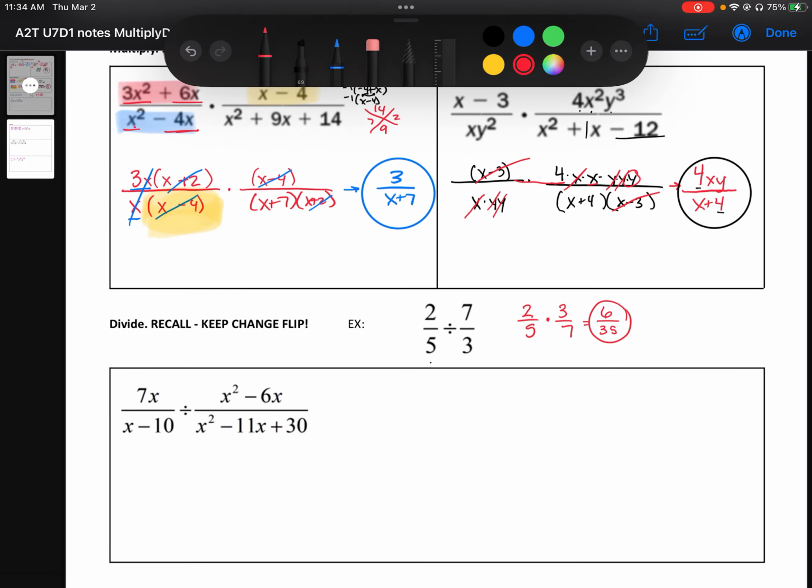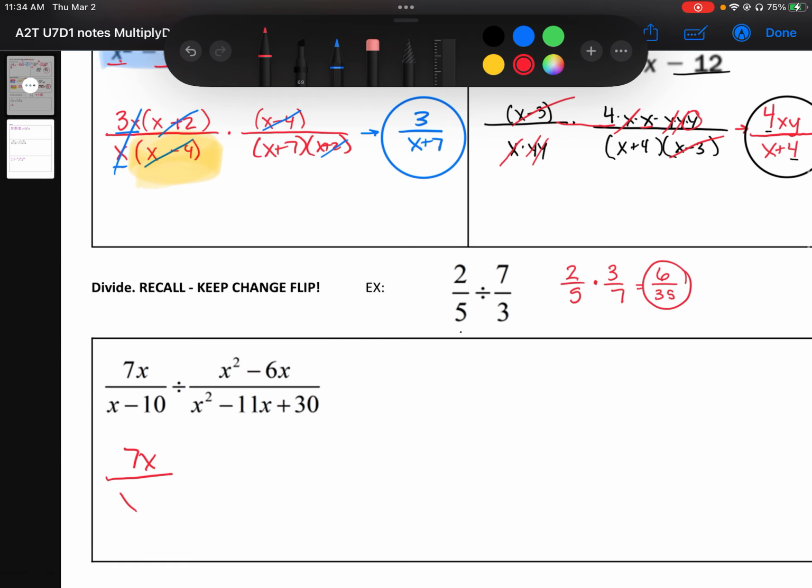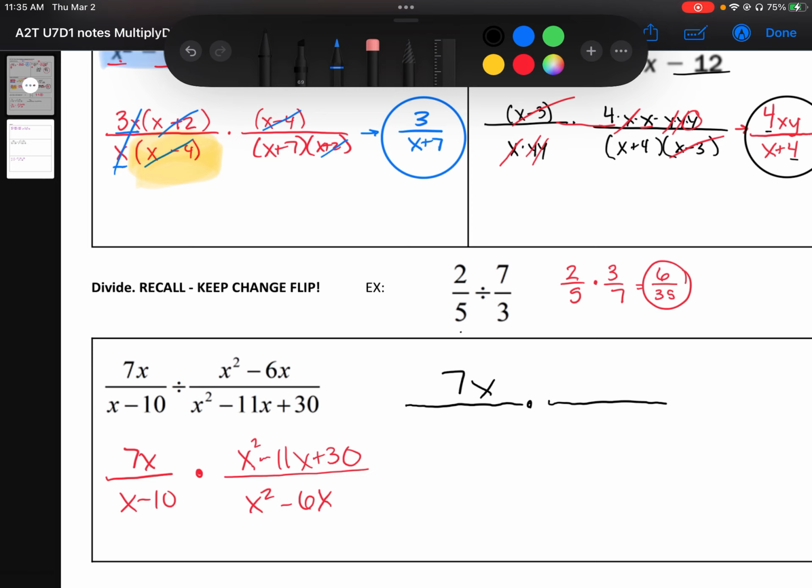So let's look at rationals. Keep the first, so 7x over x minus 10. Change it to multiplication, flip the last. Then we factor. So now I'm just going to go ahead and factor both of these. So 7x can't be factored. x minus 10 can't be factored. Maybe write in parentheses if you need to see it. Okay, the numerator of the second fraction, trinomial, so I'm going to have 2 binomials. Multiplies to 30, adds to negative 11.